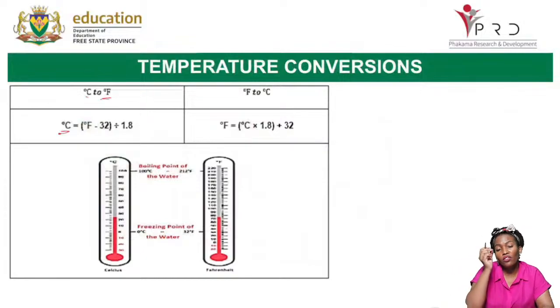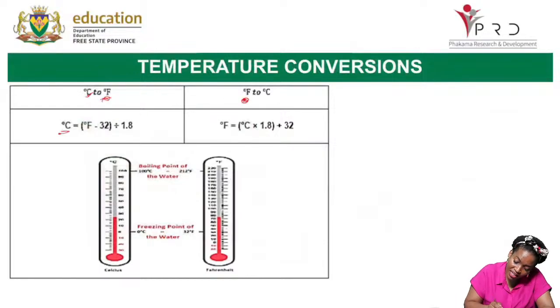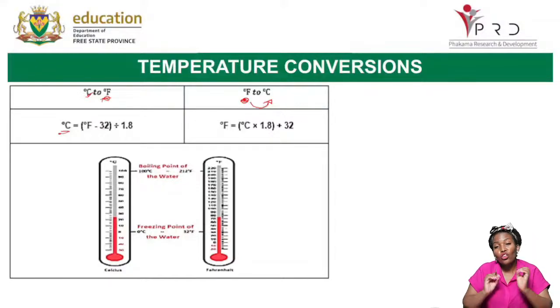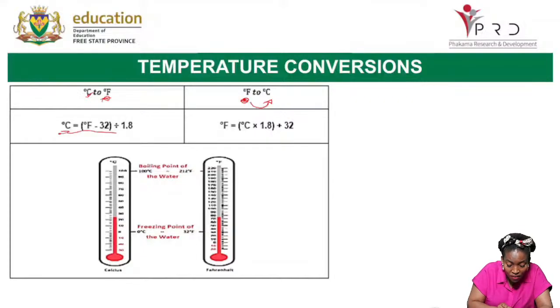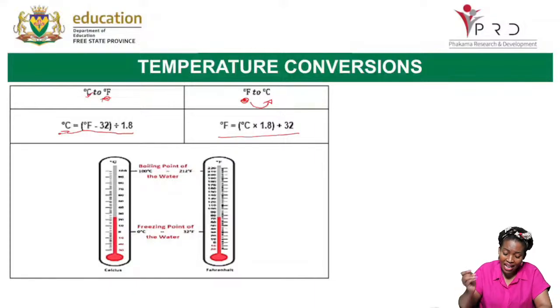The examiner can either give you the temperature in degrees Celsius and ask you to convert it to degrees Fahrenheit, or they can give you the temperature in degrees Fahrenheit and ask you to convert it to degrees Celsius. But the beauty of this section is that you are not expected to know the formula by heart. The formula will always be given to you in the exam. Yours is just to substitute the values and punch them as they are on the calculator until you get to the answer. This is actually one of the easiest questions.